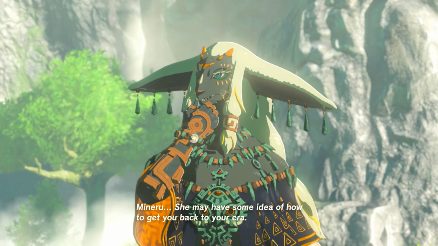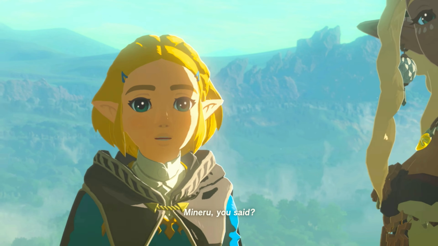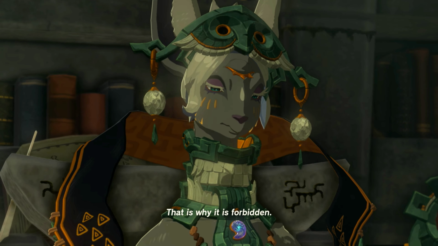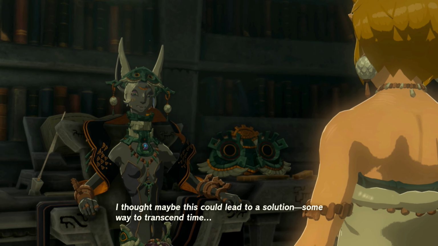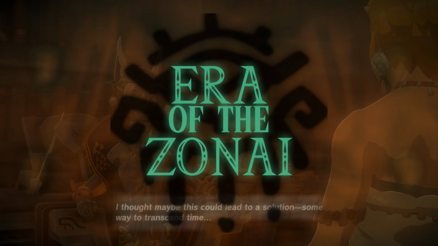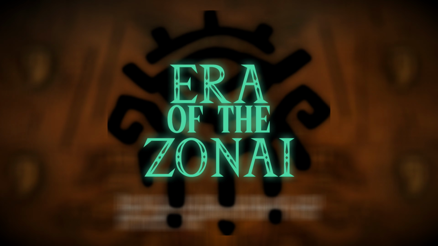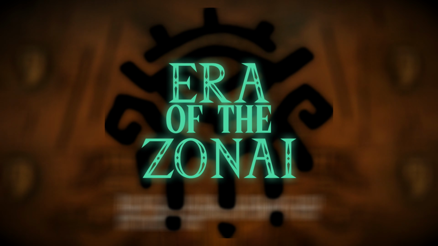I'm sure you might be able to poke holes in this theory. I'm sure you'll be able to come up with things that point out why this doesn't make sense. But overall, I think this could very well be what Tears of the Kingdom is. A brand new era for the Zonai, which is totally separate from the era of Myth, which we already played through. And with all that being said, guys, that does bring us to the end of this video.